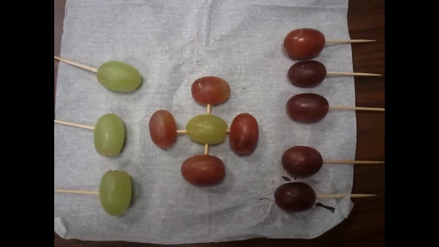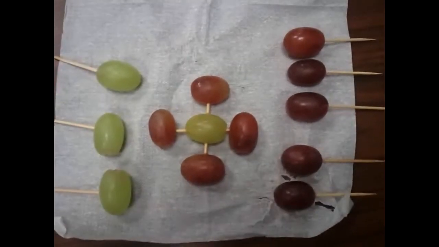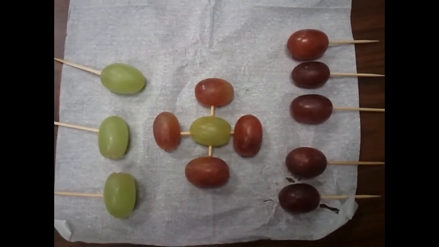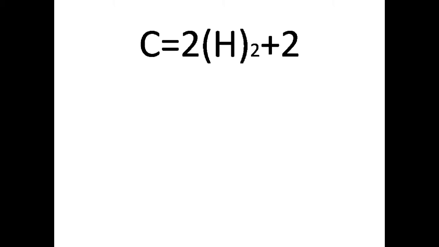To start off, we are going to show you a hydrocarbon molecule. In this video, the green grapes will represent carbons and the red grapes will represent hydrogens. The equation for a carbon-hydrogen chain is C equals 2H plus 2.